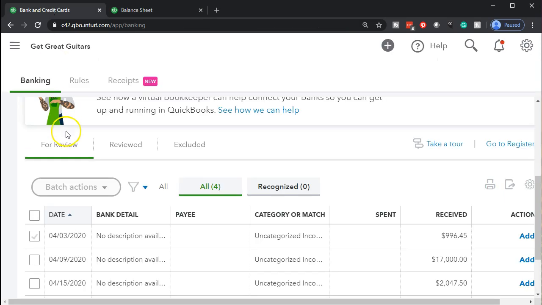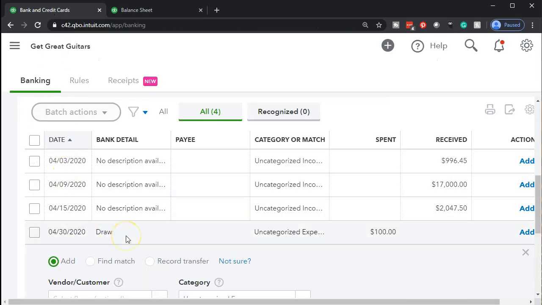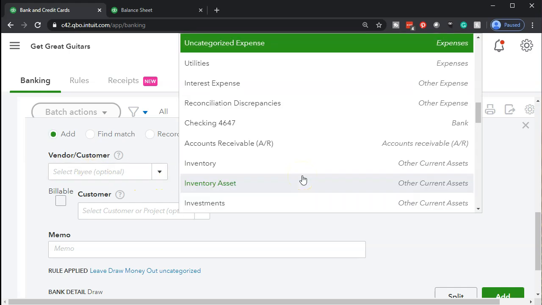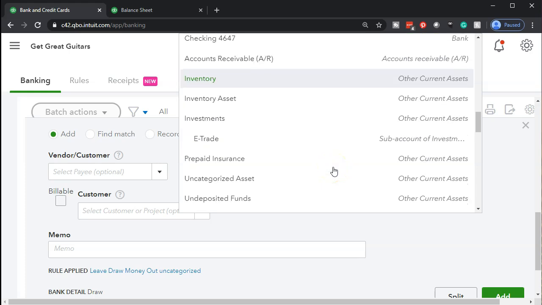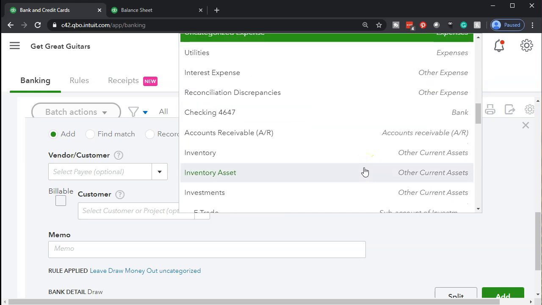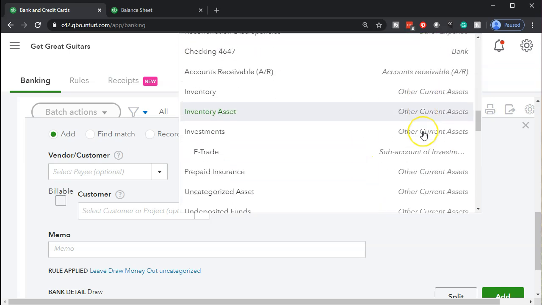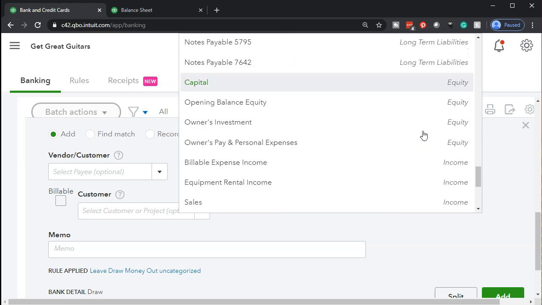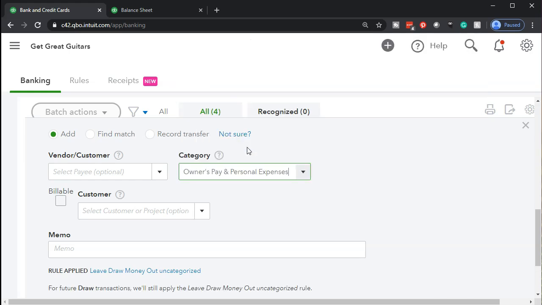So if I go back to the first tab, we're going to say, all right, it's going to be a draw. This time we could put a vendor, could be the owner's name. I'm going to leave it blank here because that's one area where it's not really a vendor or customer and it may not be necessary. I'm going to then look for the equity accounts. So we're looking for equity. I'm looking on this side for the equity type of accounts. There they are, and we want the owner's pay and personal expense. That's the one we want. I'm going to select that.